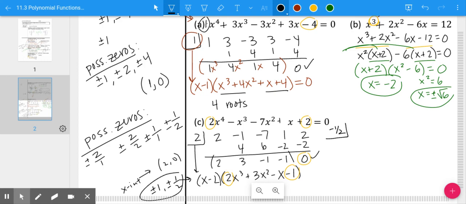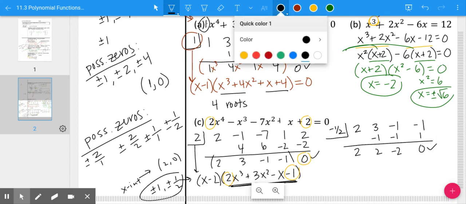I am plugging this into just this cubic now. I already have my x minus 2 factor, so I don't need to do anything there. But I'm going to run through the cubic expression. So I'm going to have the 2, the 3, the -1, the -1. And I'm going to drop this through. So we go 2, multiply for -1, 2, -1, -2, +1, I get a 0. Yay.